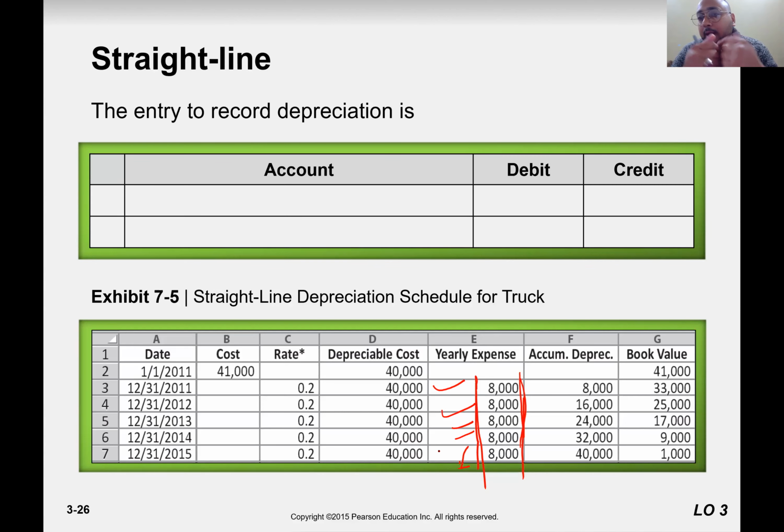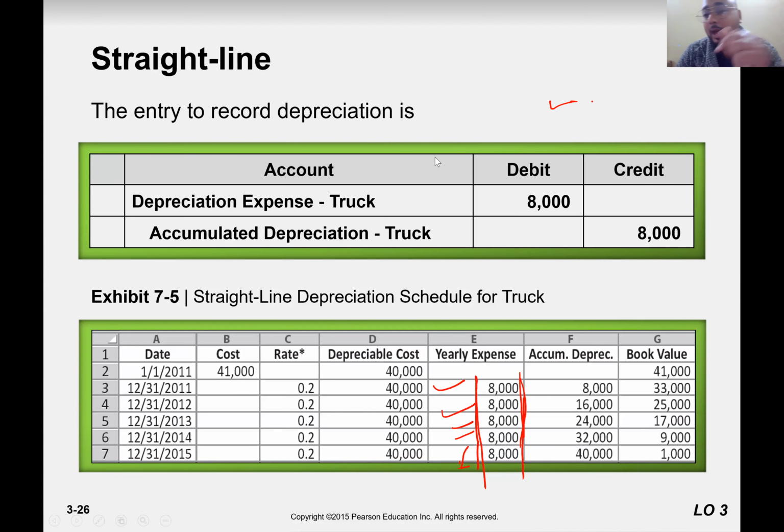So the entry would be expense to accumulated depreciation. Expense increase, debit; accumulated depreciation increase, opposite to asset, credit. So our answer here would be depreciation to accumulated depreciation. Now again, repeating that question, why do we create this accumulated depreciation?